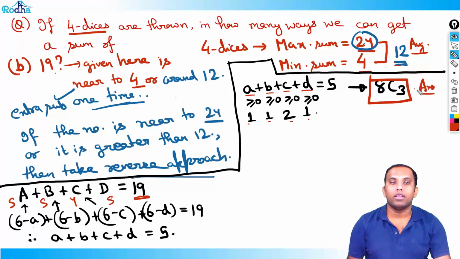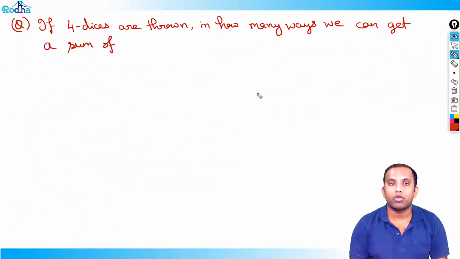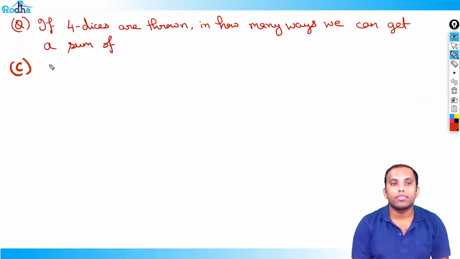Right, wait. Let me discuss one more problem here. It will be more clear now. In how many ways can we get a sum of 21 if 4 dice are thrown?